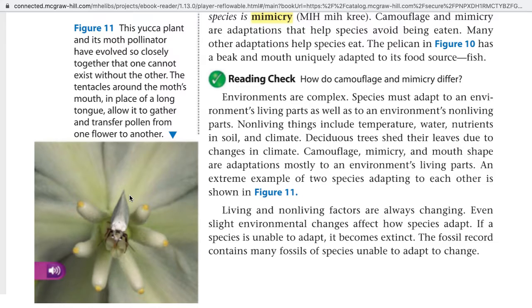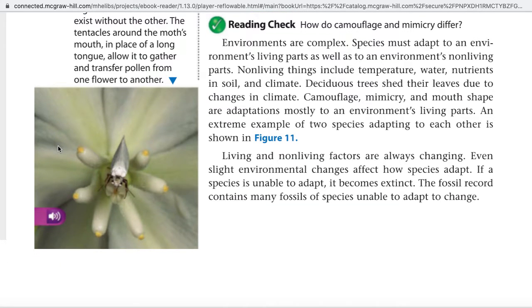Ours is an orchid. Yours is an orchid with a moth with a long tongue, it looks like? Yeah. Does it have the same description as the yucca plant? Nope. What does yours say? This orchid and its moth pollinator have evolved so closely together that one cannot exist without the other. Huh. Okay. So mine's got a little bit more description on that. Bottom paragraph. Favorite soup? Tomato soup.